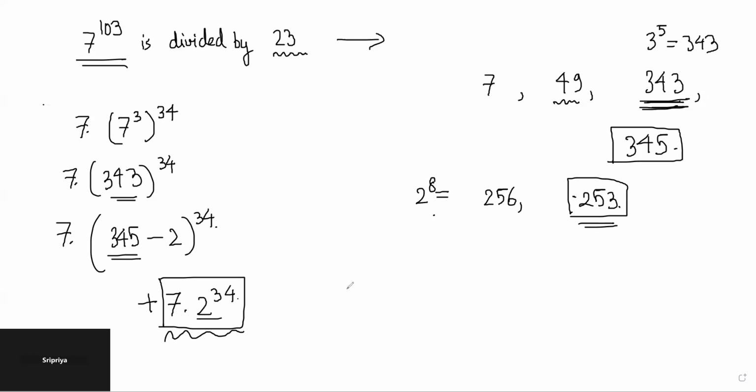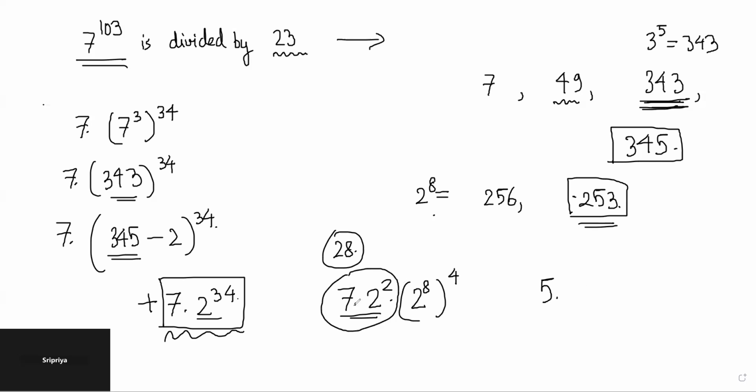So here we can say it is 7 into 2 power 2 into 2 power 32. So 2 power 8 power 4, right? So this is becoming 28, by the way, right? So this is 23 plus 5. So we can remove 23 and we can say just 5 is left, right? Do you understand what I'm saying? 28 becomes 23 plus 5. So 23 into this will be divisible. So all what is left is 5.